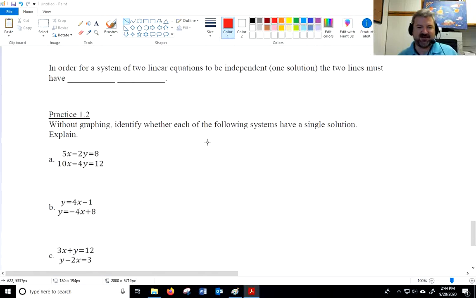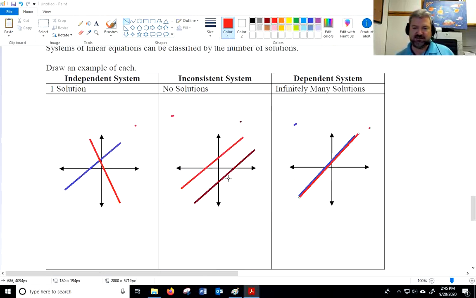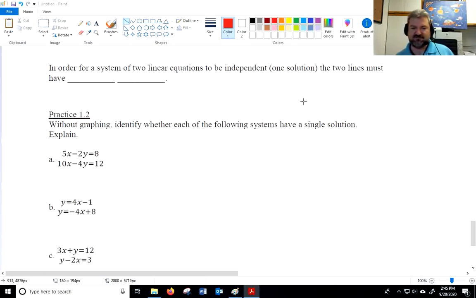All right, let's write down some vocabulary here. In order for a system of two linear equations to be independent, in other words, to have one solution, the two lines must have what? What do we notice? If they're going to be parallel, they'd have to have the same slope. And if they're going to be the same line, they have the same slope. But if they have a different slope, we know that they have to intersect somewhere. So the two lines must have different slopes.